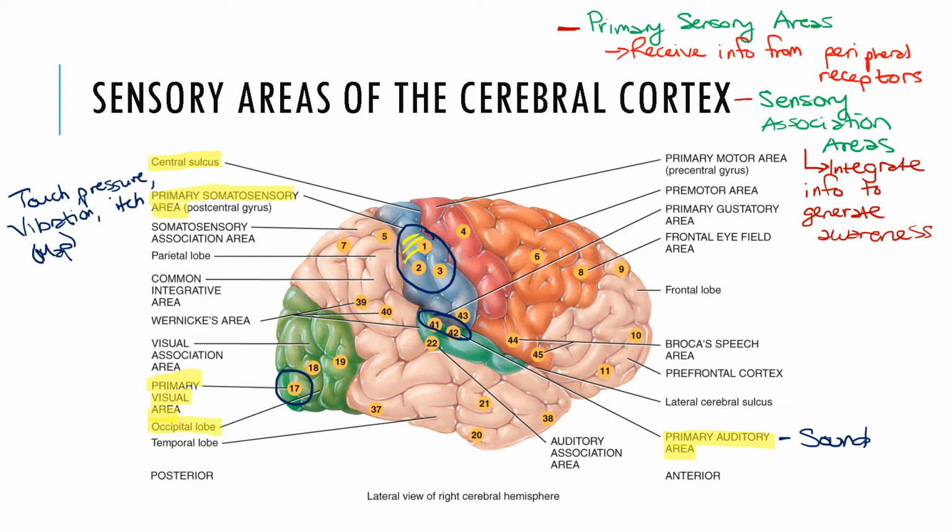Then we have the primary gustatory area. This one is labeled 43 here. This is located just at the base of the postcentral gyrus. And this part of the brain receives impulses for taste, and it's going to be involved in gustatory perception and taste discrimination. So this is the taste part of your brain.